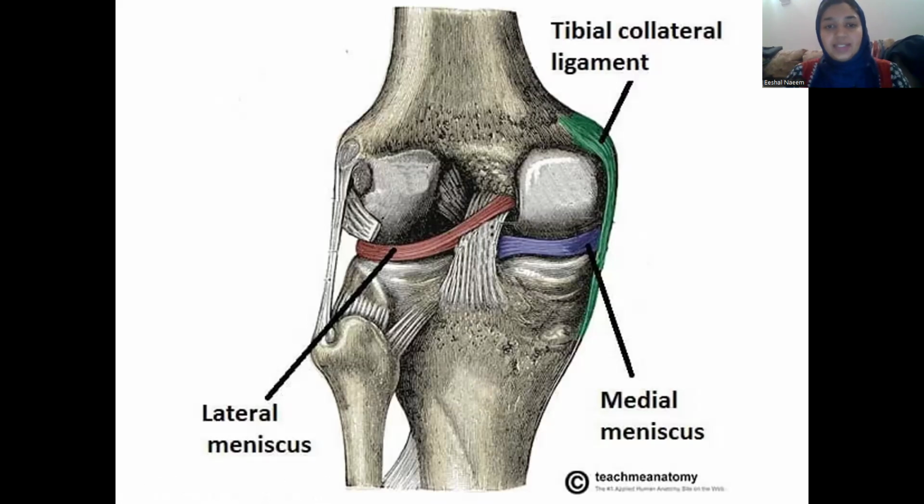Can you appreciate these meniscus here? So there's a lateral meniscus and there's a medial meniscus, right? And this is your knee joint. Now, these are the femoral condyles. This is your tibia. These are your tibial condyles on which rest the menisci, and this is your fibula. So this all together is the knee joint.